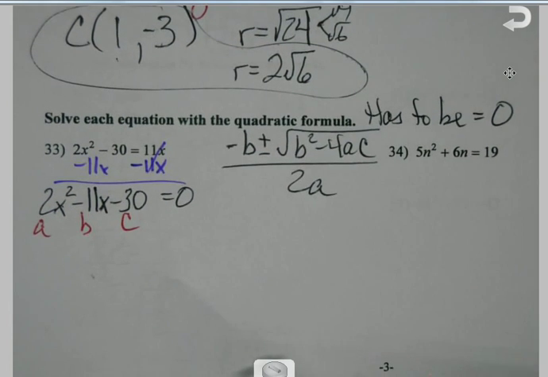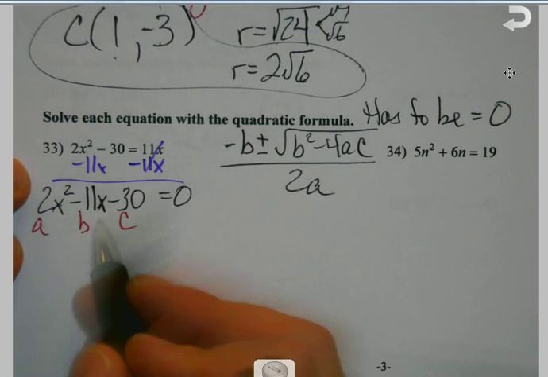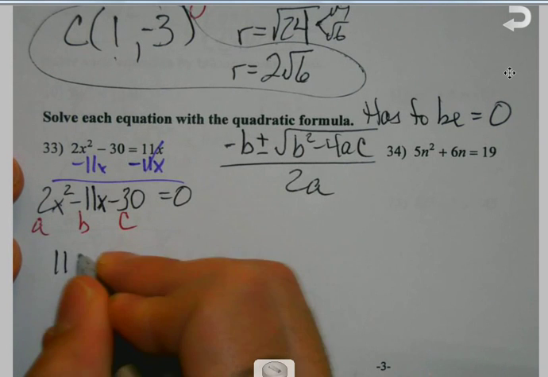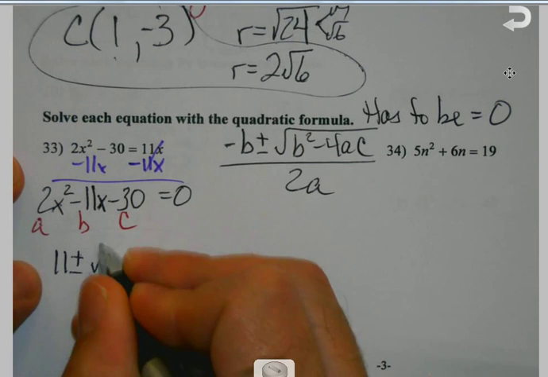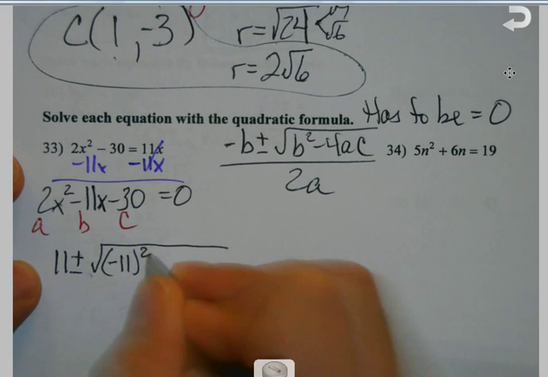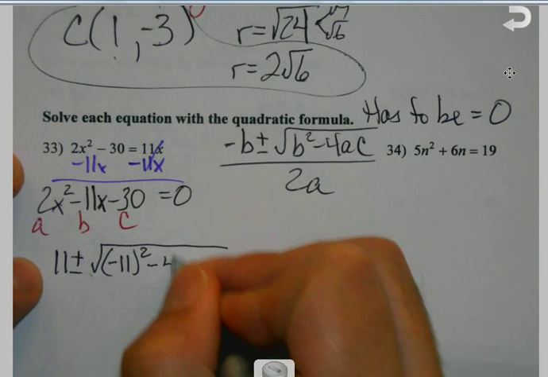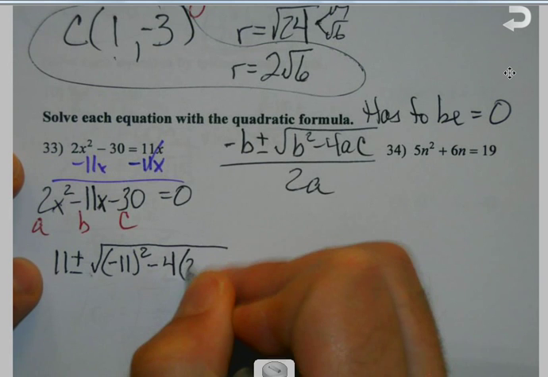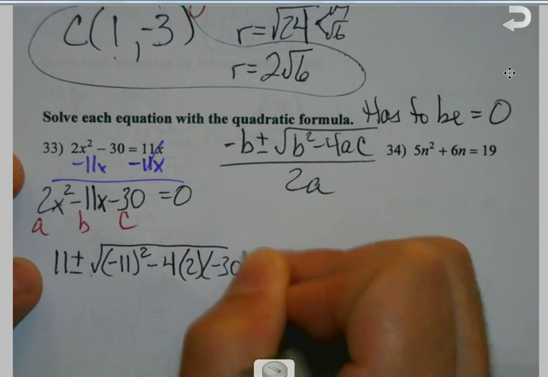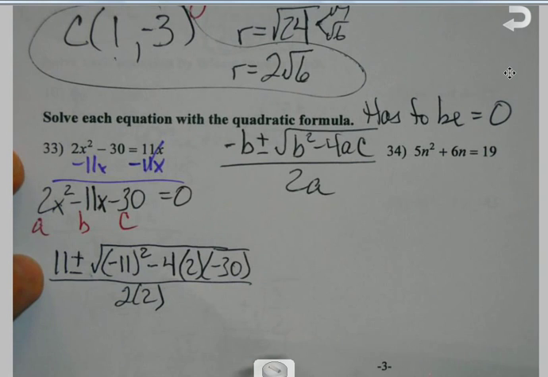I kind of roll on here, and I'm like, all right, let's do this. Opposite of b, opposite of negative 11 is 11. Plus or minus the square root of b squared, use parentheses, minus 4ac, all over 2a.